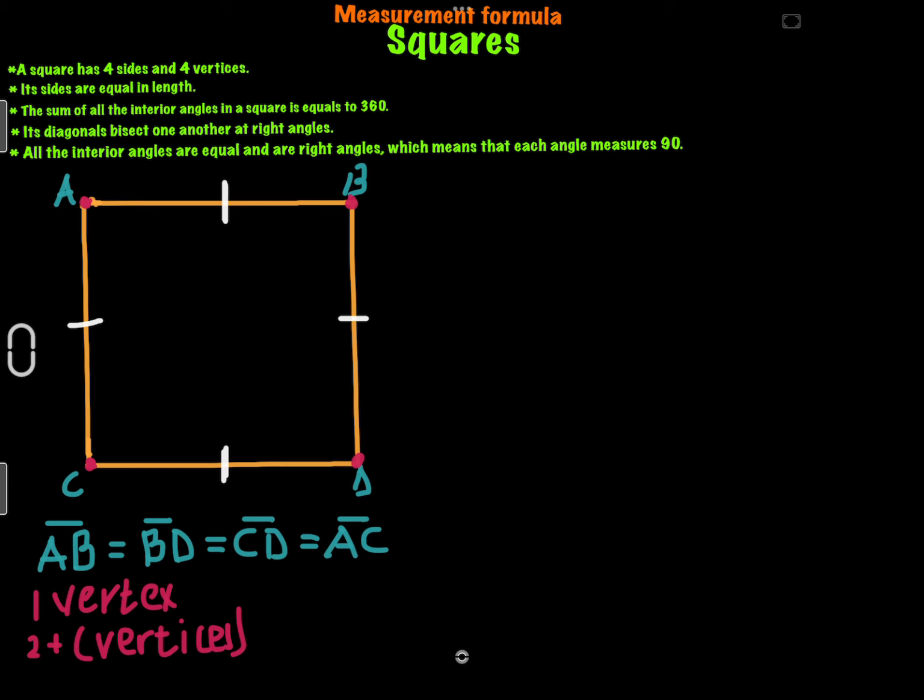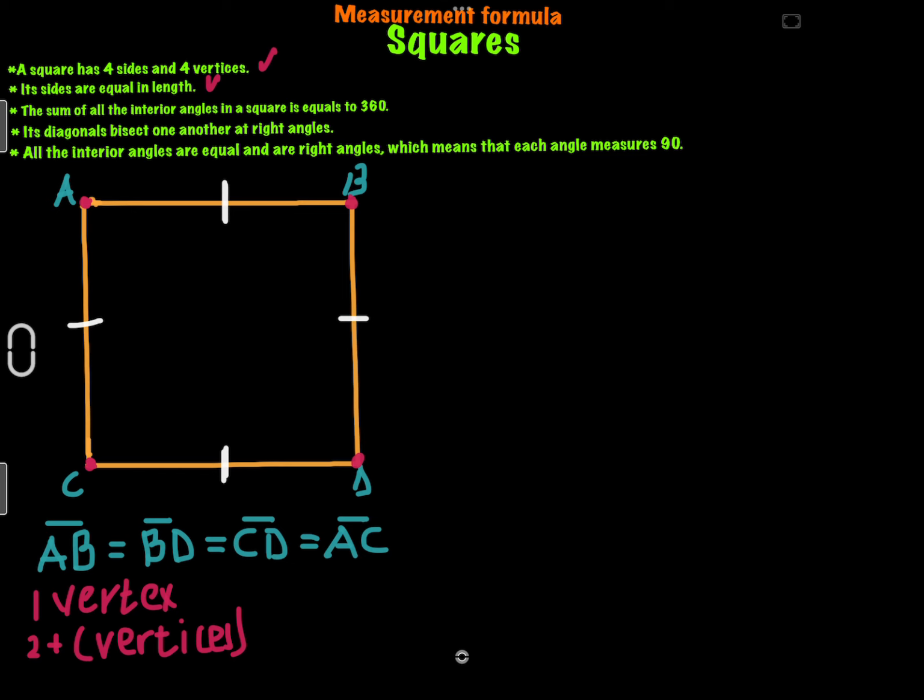Okay, now the second point in terms of properties of squares: its sides are equal in length. So its sides are equal in length, like I've indicated already. Line segment AB is equal to line segment BD, which is also equal to line segment CD, which is also equal to line segment AC. Okay, that covers the second point. So we've looked at 2 points already.